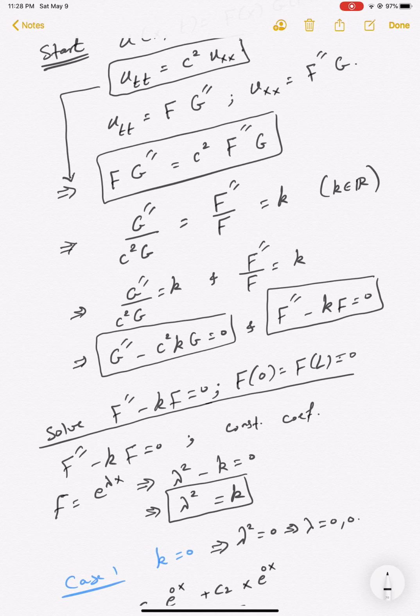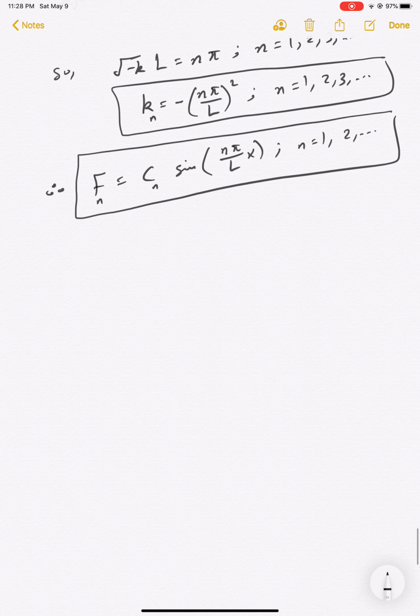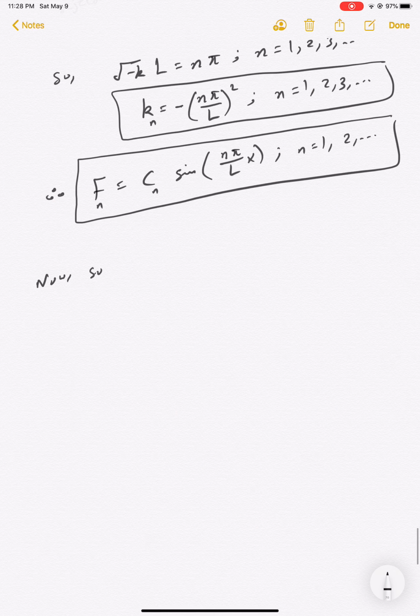So now when I solve for g, we solve g double prime minus c squared k g equals 0. When we solve this equation, we don't go through the cases, k positive, negative, or whatever, because we have already found the k values. These are the k values. They cannot be anything else. They must be this for f to be satisfied, okay? So basically, we're solving g double prime minus c squared, and what's the k? It's negative, so this becomes positive, n pi over L squared, g equals 0. But again, this is with constant coefficients.